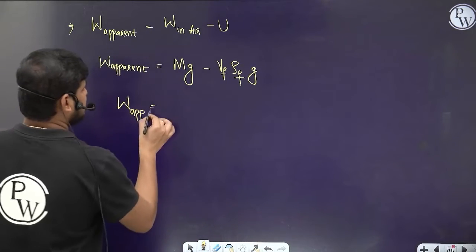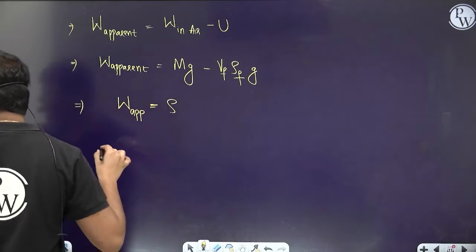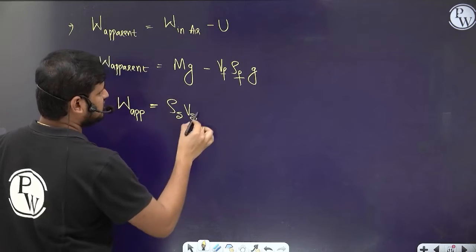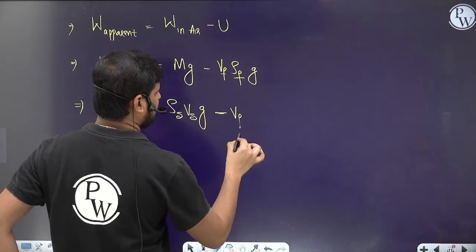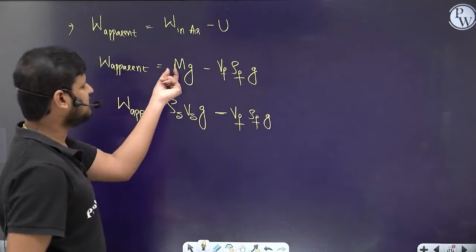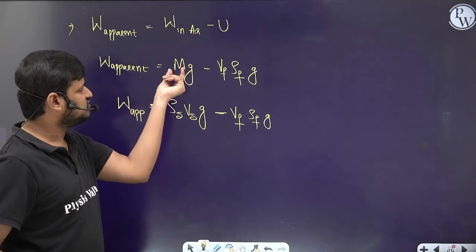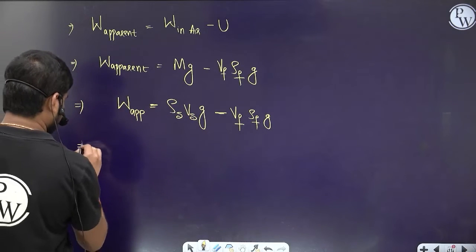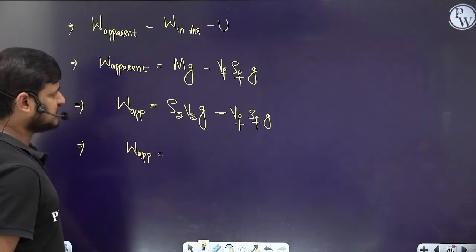Now I'll write the mass as the density of the solid into the volume of the solid into g, minus the volume of the fluid into the density of the fluid into g. In place of the mass of the solid, I wrote the density of the solid into the volume of the solid.